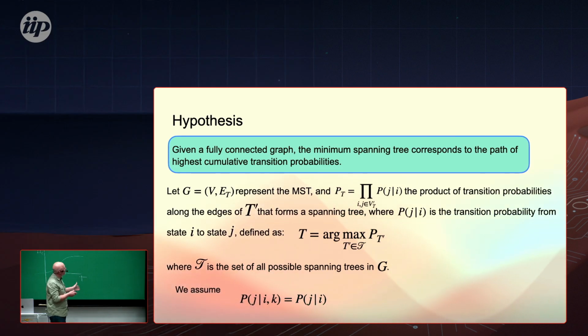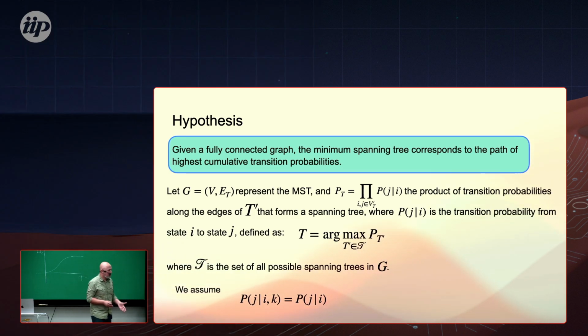So given a fully connected graph, the minimal spanning tree corresponds to this path of highest cumulative transition probability, but also I assume that this probability is given by the inverse of the weight of each one of the edges. So I have a way to calculate that in general. So I assume this possibility. And behind all of that, we have the physical basis for that. We assume that we are talking about a Markov chain. If it's not, we have a way to correct that, so it's not a problem. But I'm hiding all the details from you.